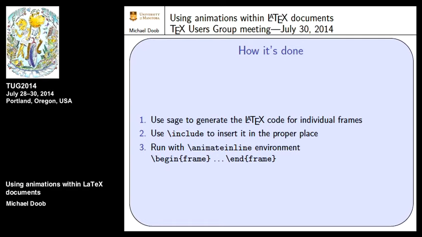This was actually the most fun to make because of the method that's used here. So part of the animate package allows you something that's called animate inline. And what animate inline does is the following. It's an environment, and within that you have a sequence of frames, the begin frame, end frame, just like that. And you just put them in a row, begin frame, end frame. And when you run the thing, the animate package stitches it together and it works, right? So if you can decide what goes between begin frame and end frame, there's nothing to it, right?